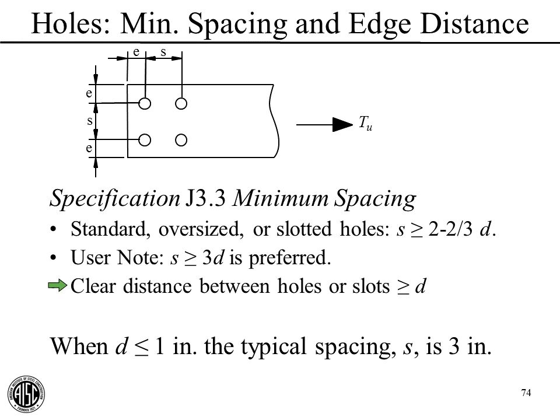Also, there's a requirement in this section that the clear distance between holes or slots must be at least the bolt diameter D. Finally, just note here that this is typical practice for small to smallish bolts to use a 3-inch center-to-center spacing. That's very common.